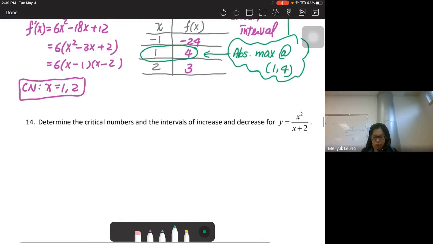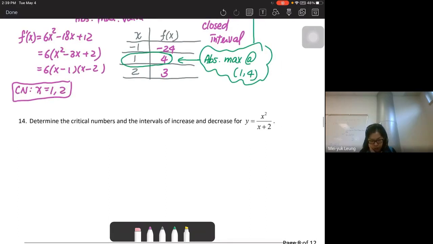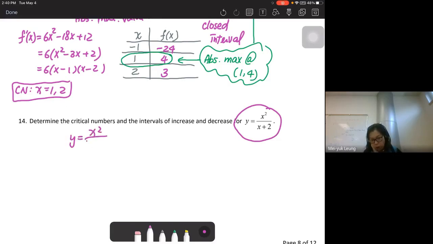Now, number 14 is a similar problem, but this one is about finding the critical numbers and the intervals of increase and decrease of a rational function. Whenever you have a rational function, always take a look at the non-permissible values, or the domain. In this case, x cannot be -2, because this will result in a vertical asymptote at x equals -2.